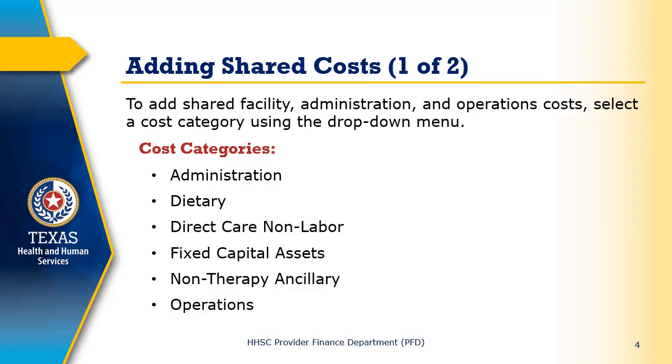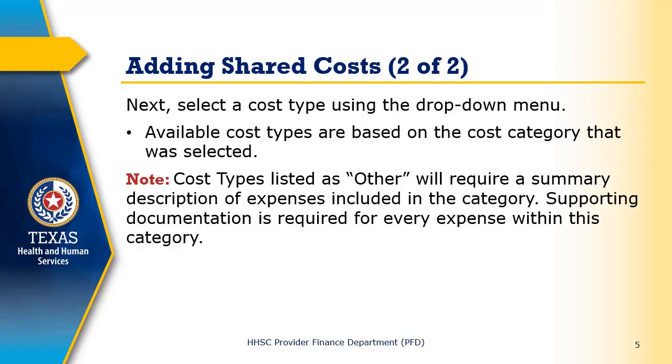Direct care non-labor only applies to 24 RCC and SSCC. Non-therapy ancillary only applies to NF. Dietary and direct care non-labor costs cannot be shared. Please refer to the program-specific instructions for more information on cost categories.